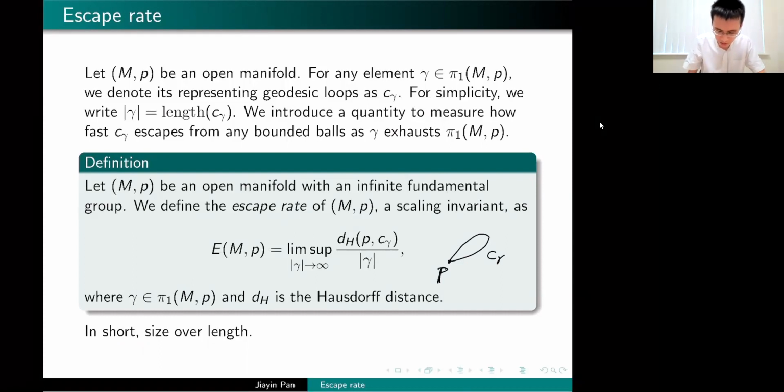Then we take all these gamma with their length going to infinity. We take the limit superior of this ratio, and we define this as the escape rate. So in short, it is size over length, then you take gamma to infinity, and the quantity you get eventually is the so-called escape rate.